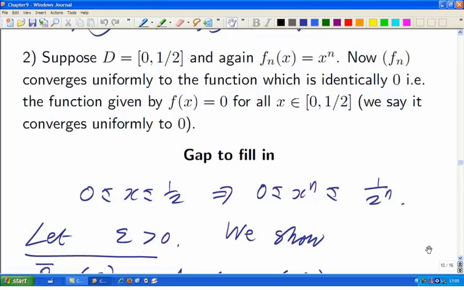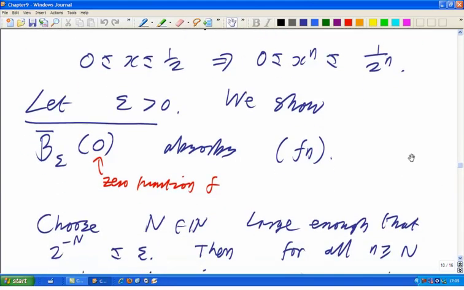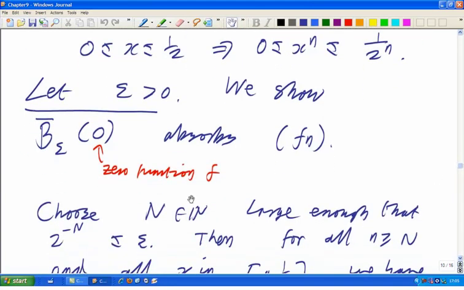So it started off okay. I did note that x to the n was between 0 and 1 over 2 to the n. And then I said let epsilon greater than 0, and I wanted to prove that this function ball, this thin strip, which is a thin rectangle centered on 0, should absorb these functions. Remember, we're working only on the interval 0 to half. And then I said go far enough along that 2 to the minus n is less than or equal to epsilon, and that was fine. And once you've gone that far, your strip will absorb the functions from that point on.